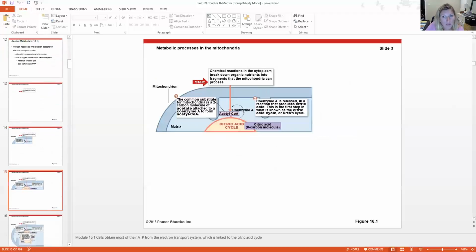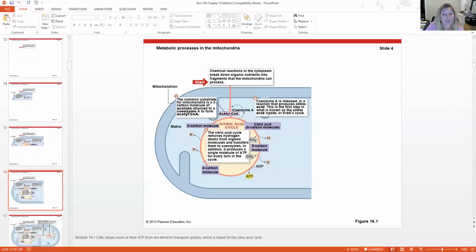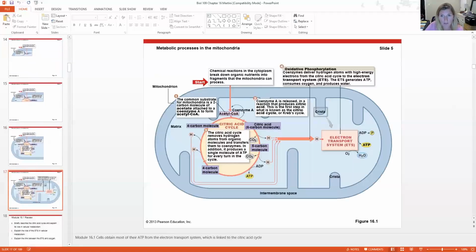Coenzyme A is released, and what we have now is citric acid, which is why it's called the citric acid cycle. And then the citric acid cycle removes a bunch of hydrogen ions to form these coenzymes. The coenzymes will carry the hydrogen atoms over to the electron transport system. And that's where oxidative phosphorylation occurs. The coenzymes bring the hydrogen atoms over and ultimately generate lots and lots of ATP and water.